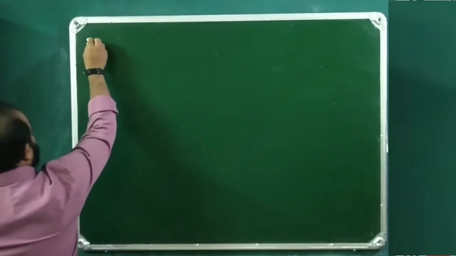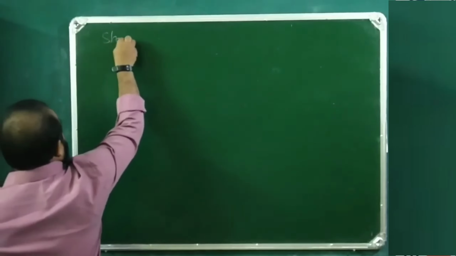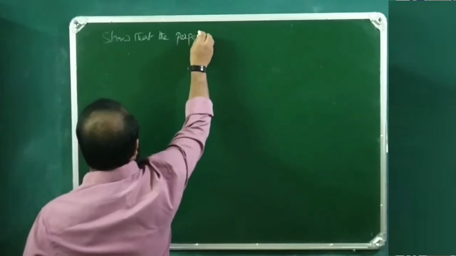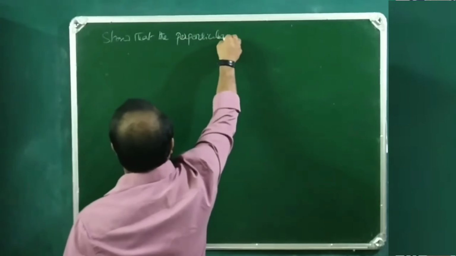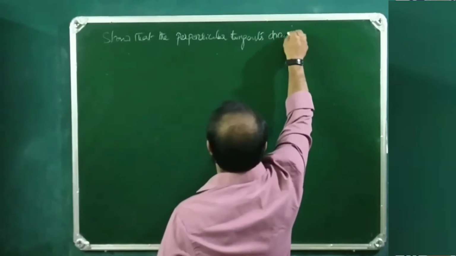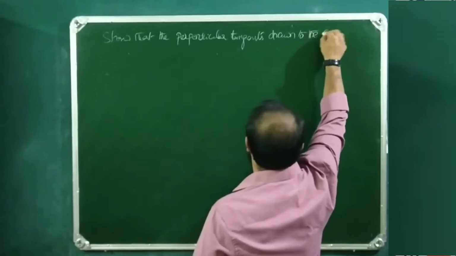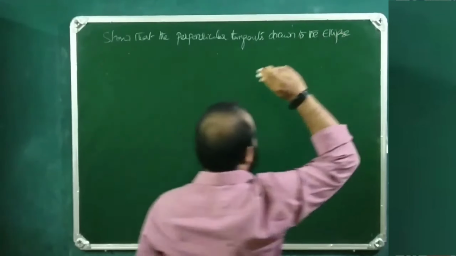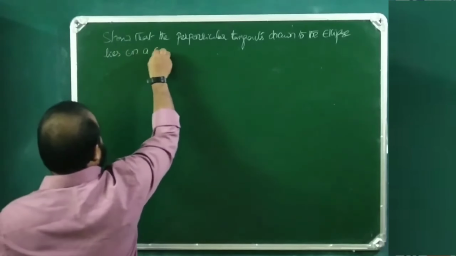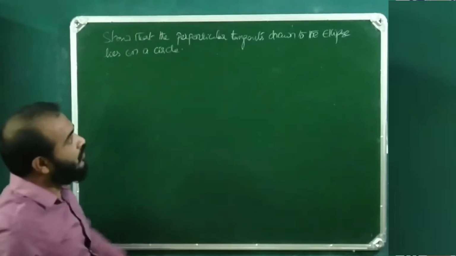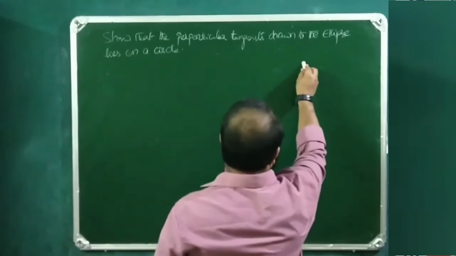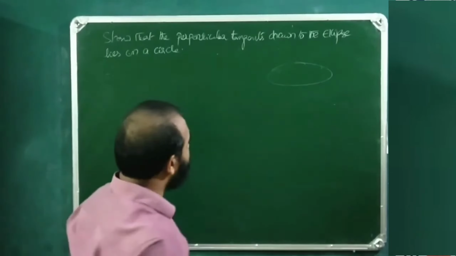The next one is: show that the perpendicular tangents drawn to the ellipse lie on a circle. So this is what we are supposed to prove. That means this is the ellipse.